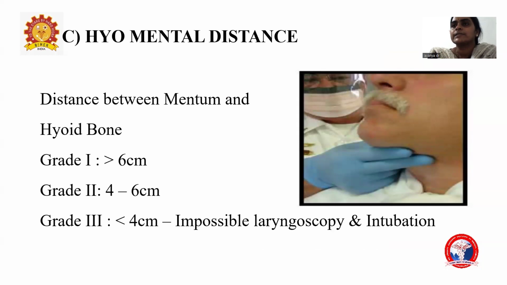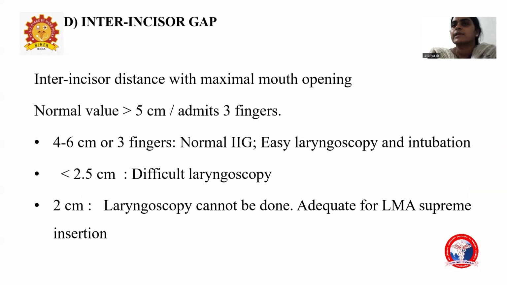Then the hyomental distance. This is the distance between the mentum and the hyoid. Grade 1 is more than 6 centimeters. Grade 2 is 4 to 6 centimeters. Grade 3 is less than 4 centimeters, which is just like the thyromental distance.